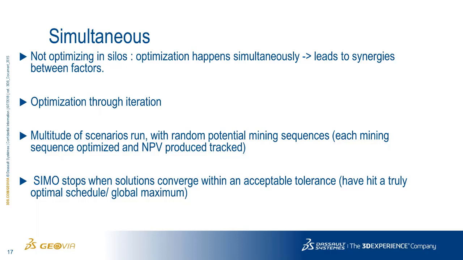So how does this work inside of SIMO practically? We're going to be doing optimization through iteration. So what I mean by that is we're actually not going to set a specific mining sequence. We're actually going to run a multitude of scenarios with random potential mining sequences. So essentially, the computer is going to try different mining sequences, and for each sequence we're going to optimize the cutoff grade and the stockpile, okay? And we're going to track the NPV of that particular run, okay? So we're going to run a multitude of runs and we're going to keep tracking the NPV.